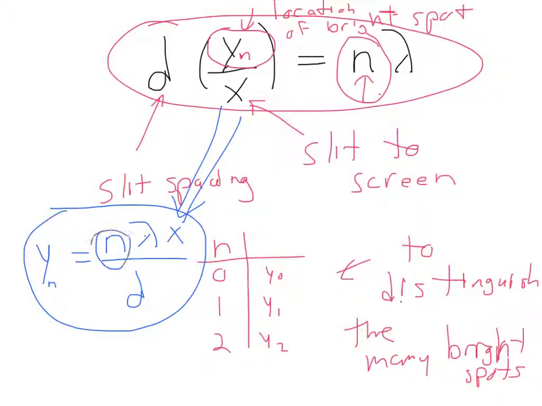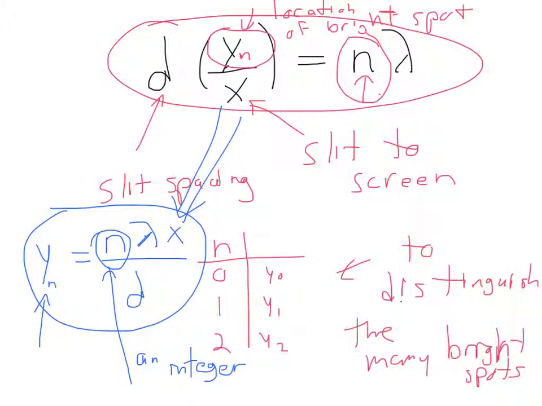Remember, n is an integer. It could be -1, 0, 1, 2, 3. It's an integer, which tells you how far from the center point, that center bright spot, you are. And then y is the position of that bright spot from the center, the distance in meters. Okay? Lambda is the wavelength of the light. x is the spacing between the double slit and the screen itself. And d is the spacing between the double slits.